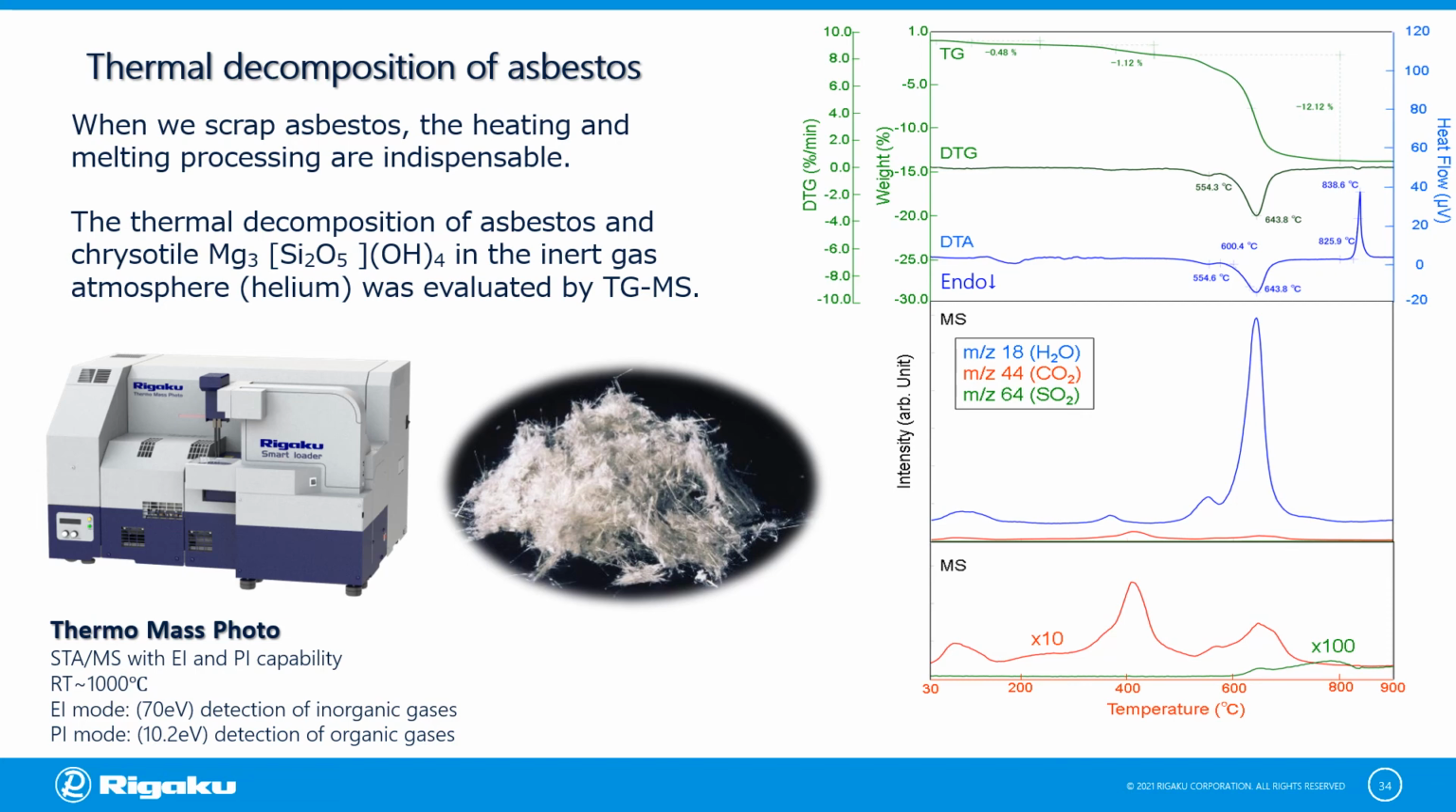This graph shows the result of STA and MS as a function of temperature. Here, the green curves are TG and derivative TG or DTG curve, and the blue line is DTA. We can see that multiple gases evolved corresponding to the STA curve. In the next few slides, we will be analyzing this data.